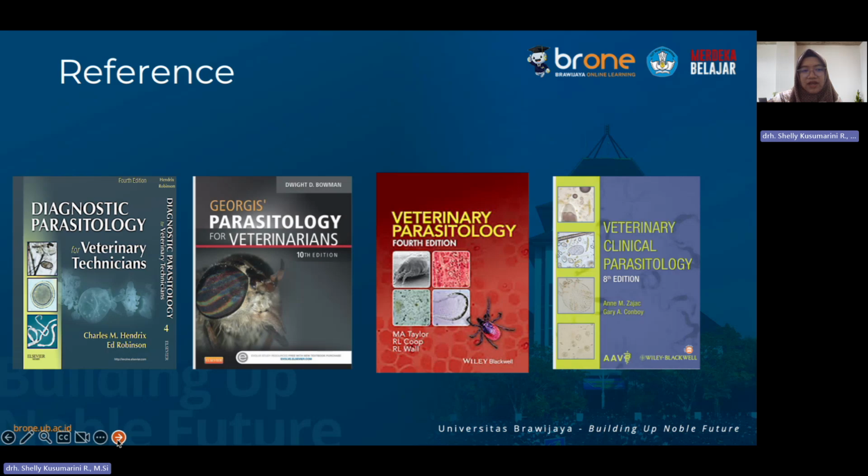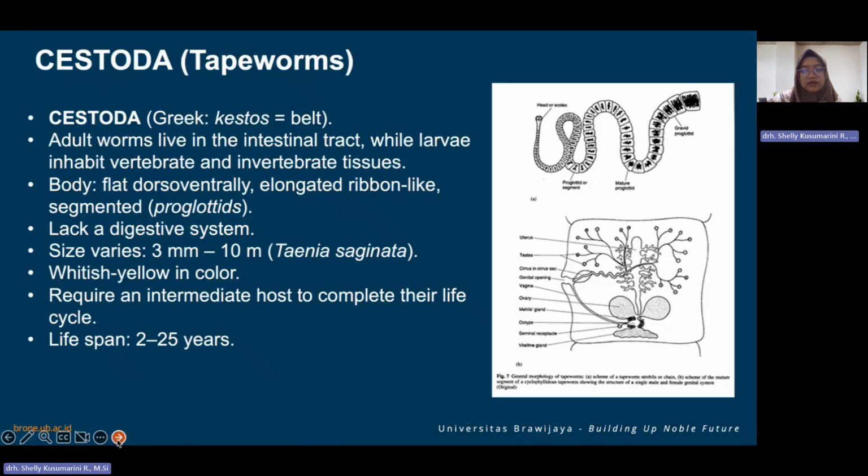So this is our reference, and then you can start with me. I will describe and explain about Cestoda. Cestoda are adult worms that live in the intestinal tract, while larvae inhabit vertebrate and invertebrate tissue. They have a flat, dorsoventral, elongated ribbon-like body, and a segmented body we call proglottids, and they have no digestive system.